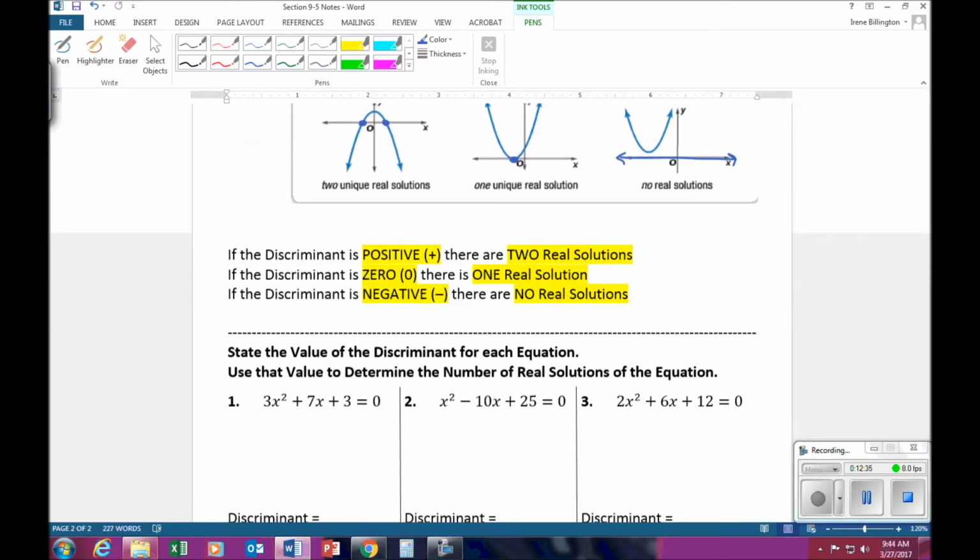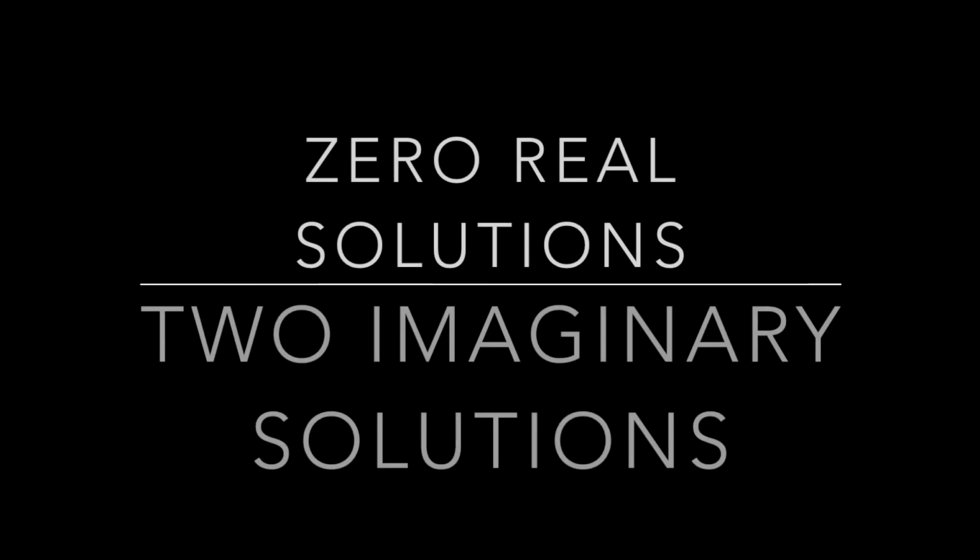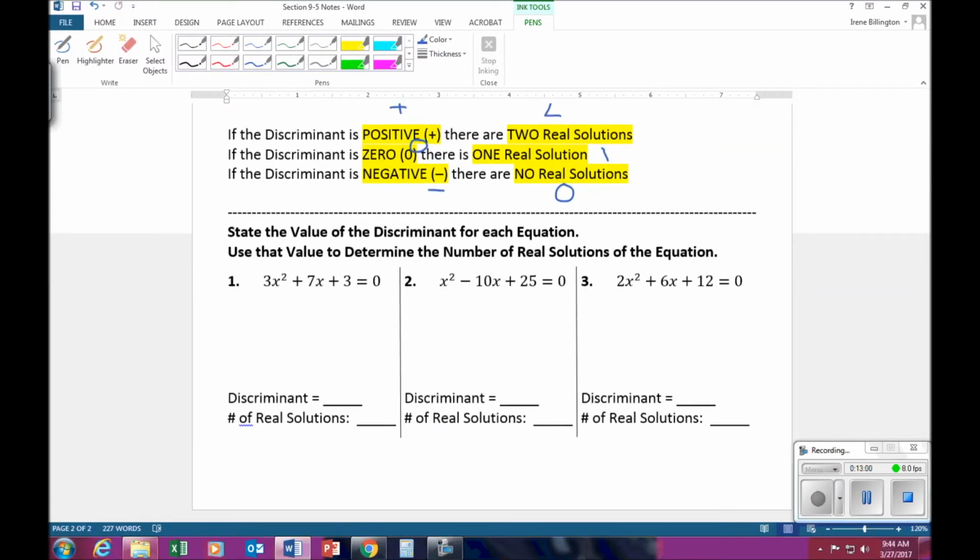Okay. If your discriminant is positive, there are 2 solutions. Okay, if it's positive. If your discriminant is 0, there is 1 solution. If your discriminant is a negative number, there are 0 real solutions. Okay, so we are going to find the value of the discriminant, and based on that number, we will determine how many real solutions there are.